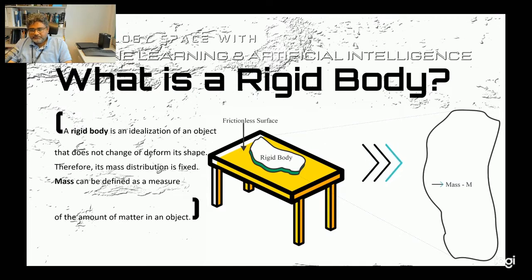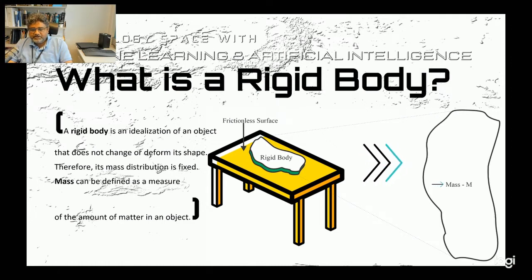So let's start from scratch by describing what a rigid body is, because at the end of the presentation, we will compare this rigid body to an ocean-going vessel. The rigid body is an idealization of an object that does not change or deform its shape. Because of that, the mass distribution in this rigid body is fixed.